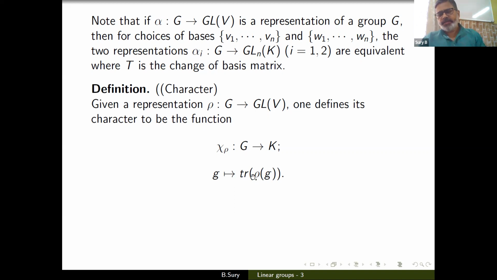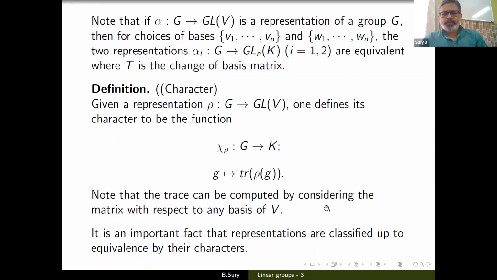Okay, there is a way of defining trace without going to matrices, but you don't really need it. What I'm saying is that take any basis and look at the corresponding matrix and its trace. We know that it does not depend on the basis because with respect to another basis, it will be a conjugate matrix, and a conjugate matrix has the same trace. Trace of A B A inverse is trace of B. So there is a well-defined function called the character of a representation. The representation goes to GL(V), and the character of that goes to the underlying field. So think of it as a function.